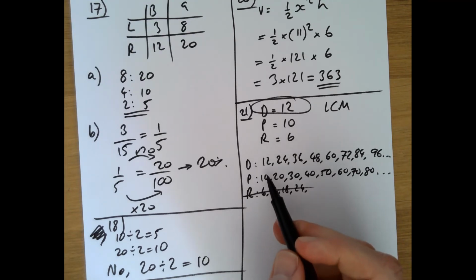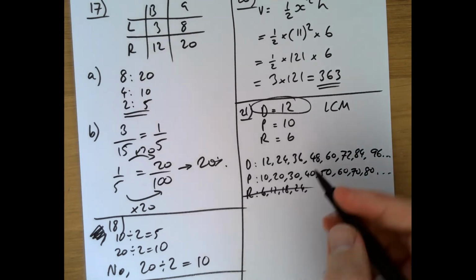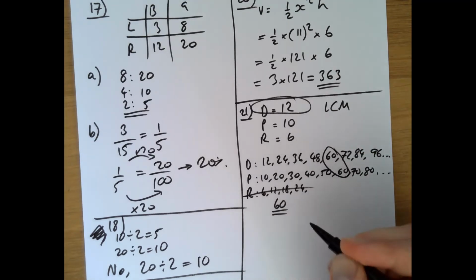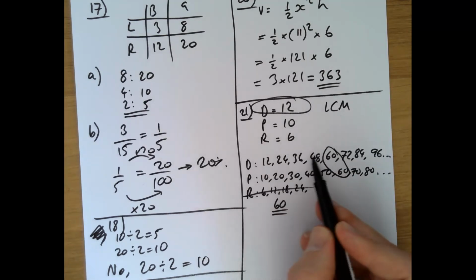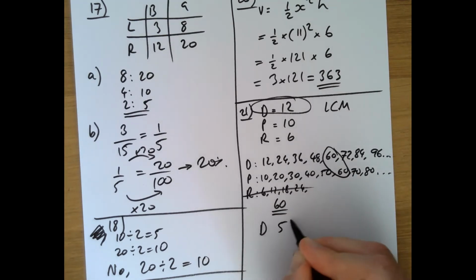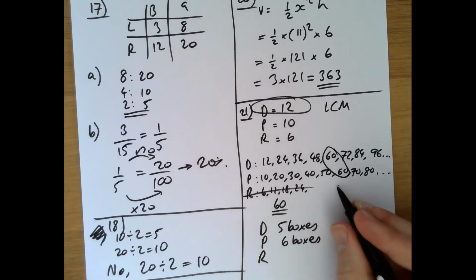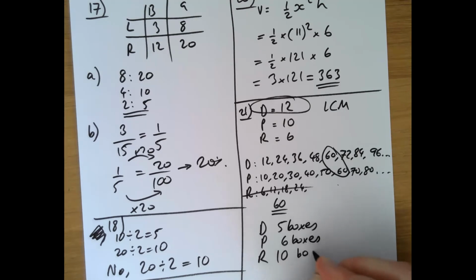In fact, the lowest number that 10 and 12 go into. And I think it is 60. Okay, but that's not the question. So it says work out the smallest number of boxes of each item. So how many diaries is that? Well, it's 1, 2, 3, 4, 5 boxes of diaries. How many pencils? Well, it's going up in 10, so it's going to be 6 boxes of pencils. And then rulers, well, that's going up in 6s. We're trying to get to 60, so it's going to be 10 boxes of rulers.